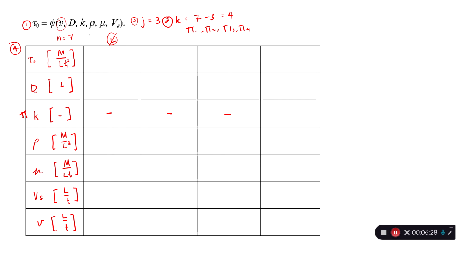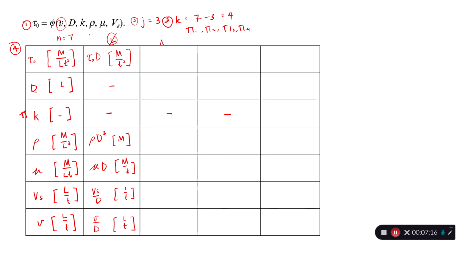So how to remove length from here? Just multiply tau naught times diameter. You'll be left with mass over T squared. And here length is gone. This will be rho d cubed. Mass is left. This will be mu d, mass over time. This will be Vs over d, 1 over t. Here you have V over d. The dimension is also 1 over t.